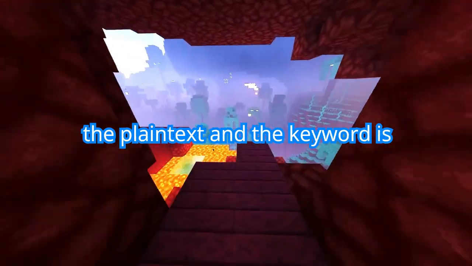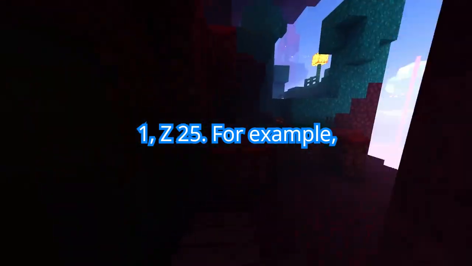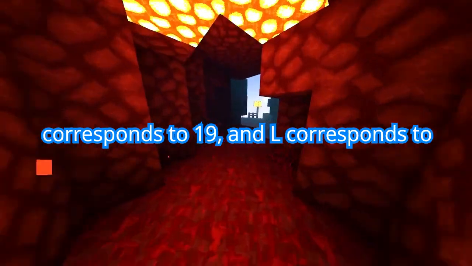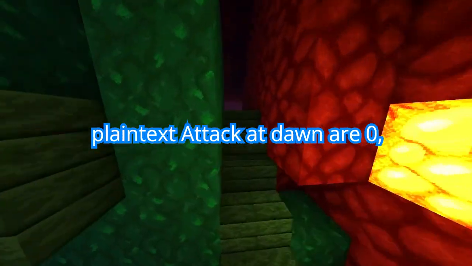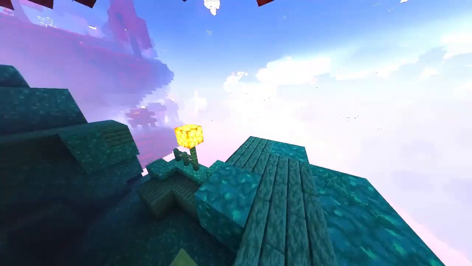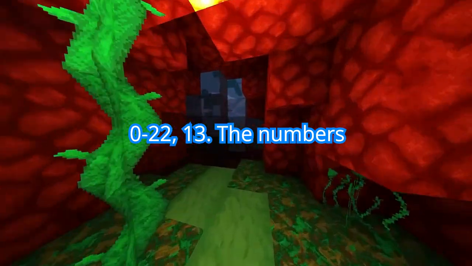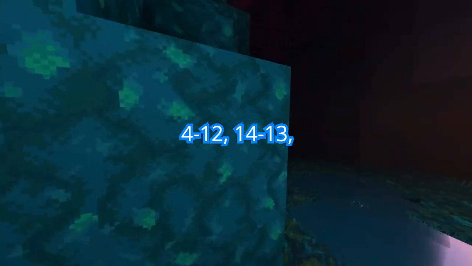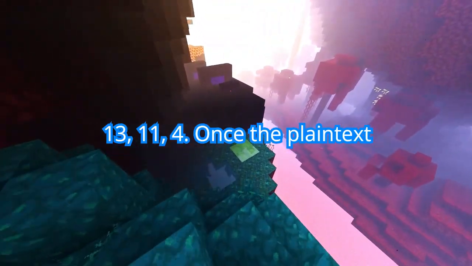Next, each letter in both the plaintext and the keyword is converted to numbers where A equals 0, B equals 1, Z equals 25. For example, the letter A corresponds to 0, T corresponds to 19, and L corresponds to 11. The numbers corresponding to the plaintext attack at dawn are 0, 19, 19, 0, 2, 10, 19, 3, 0, 22, 13. The numbers corresponding to the repeated keyword lemonlemonle are 11, 4, 12, 14, 13, 11, 4, 12, 14, 13, 11, 4.